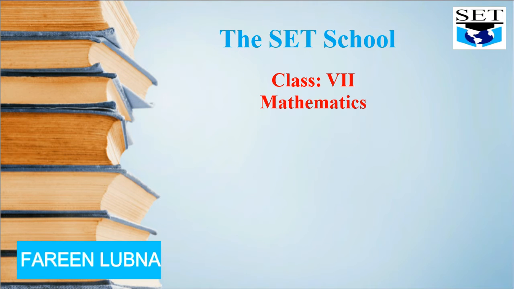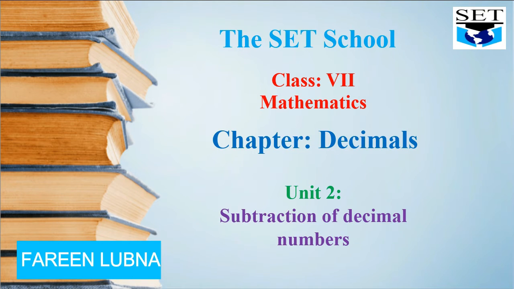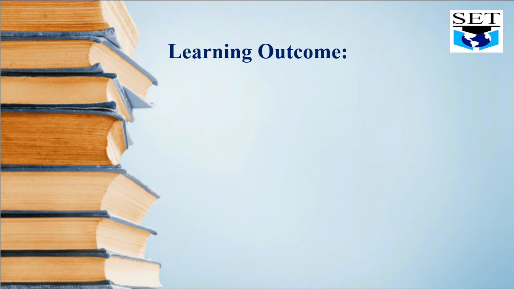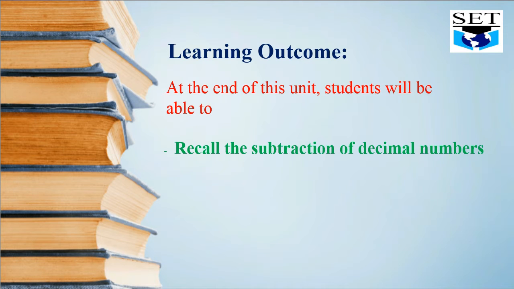Hope you are fine. Today we are going to discuss class 7 mathematics chapter decimals, and we are going to study its unit 2, which is subtraction of decimal numbers. Let's begin with the learning outcomes of this unit. At the end of this unit you will be able to recall the subtraction of decimal numbers. In the previous classes, you must have done the sums of subtraction of decimal numbers. So today we are going to just revise or recall the method of subtracting decimal numbers.